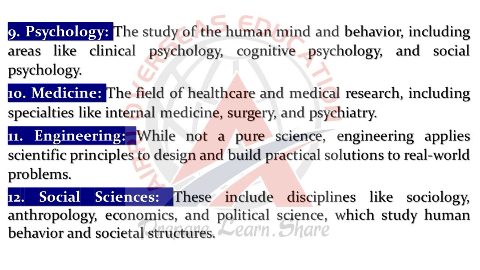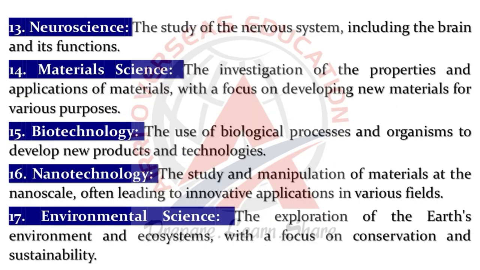12. Social sciences, these include disciplines like sociology, anthropology, economics, and political science, which study human behavior and societal structures. 13. Neuroscience, the study of the nervous system, including the brain and its functions.